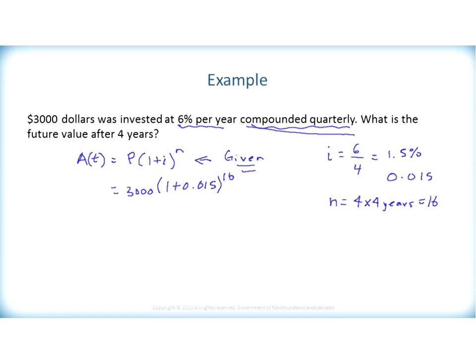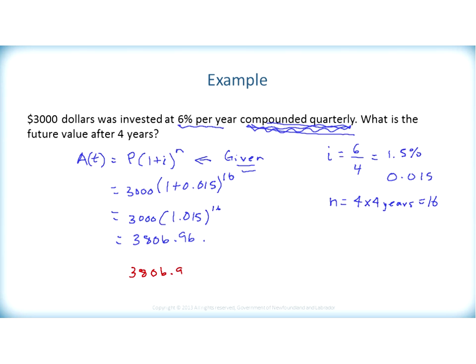So you have to be able to determine what it means when it says compounded quarterly, compounded monthly, semi-annually, and all those things. We have 3,000 times 1.015 to the power of 16. This would give us 3806.96. So the future value is $3,806.96.